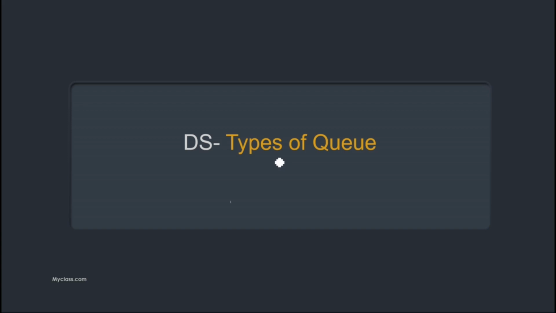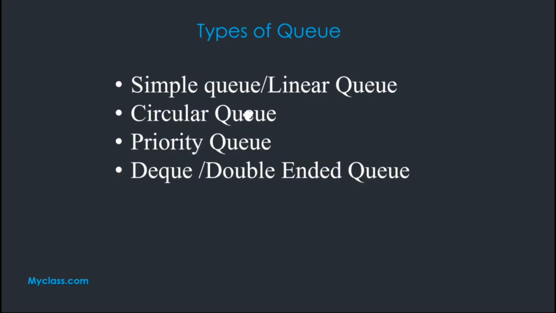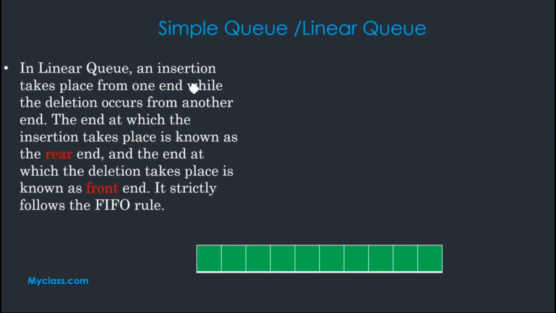Types of queues. There are mainly 4 types of queues. These are simple queue or linear queue, circular queue, priority queue, and Deque, double-ended queue. In a linear queue, insertion takes place from one end while deletion occurs from the other end. The end at which insertion takes place is known as the rear end, and the end at which deletion takes place is known as the front end.